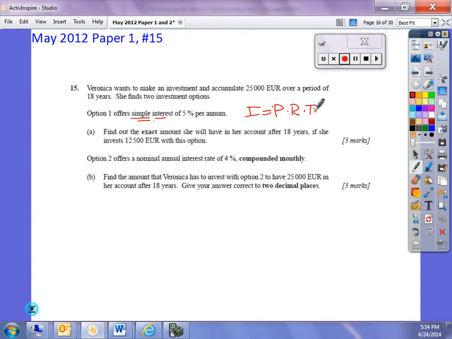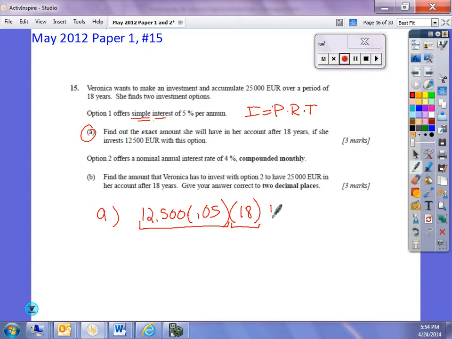So, to find the exact amount she'll have in her account after 18 years, that's our part A, we're going to take our 12,500 euros and we're going to multiply it by 5%. Or you could write 5 over 100. I like to write 5%. And we're going to multiply that interest times 18 years.